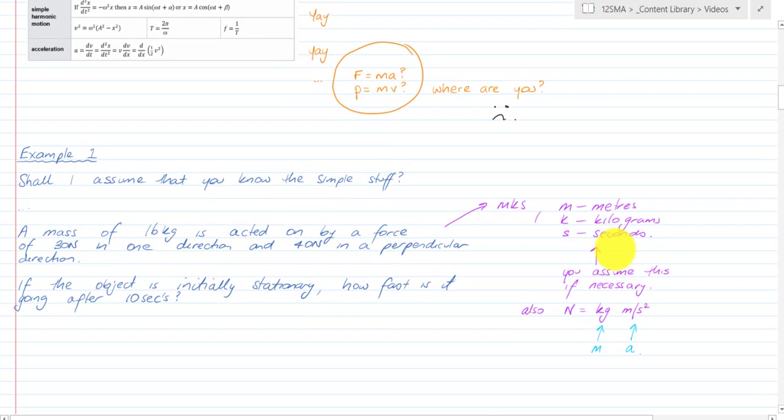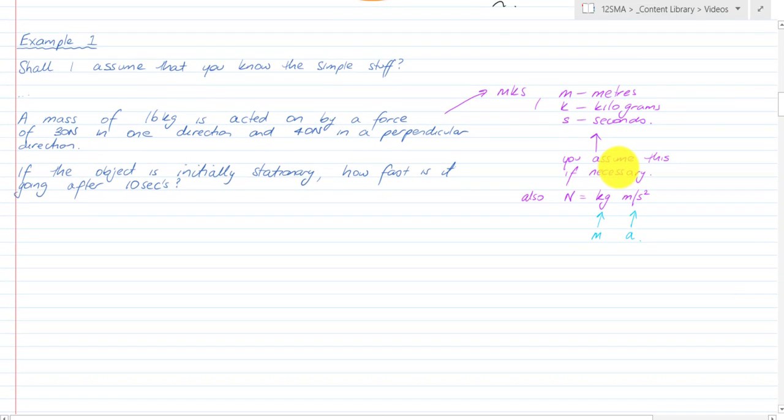So let's have a look at a simple example. I've written here, shall I assume that you know the simple stuff? Well, I'm not going to in this video, but I may do in class. We'll run through this example very quickly. And I say simple stuff, but there's actually a collaboration of ideas in this one example, though they're all fairly simple ideas.